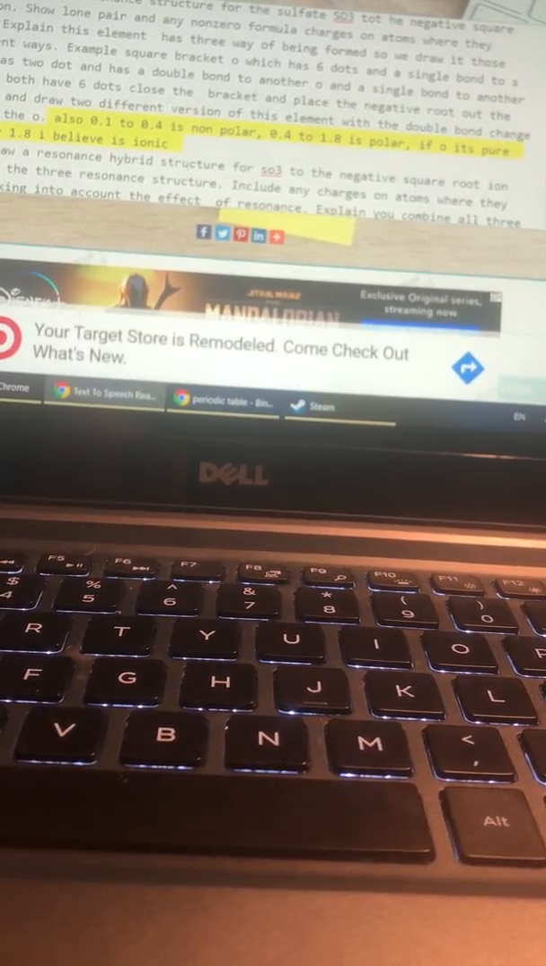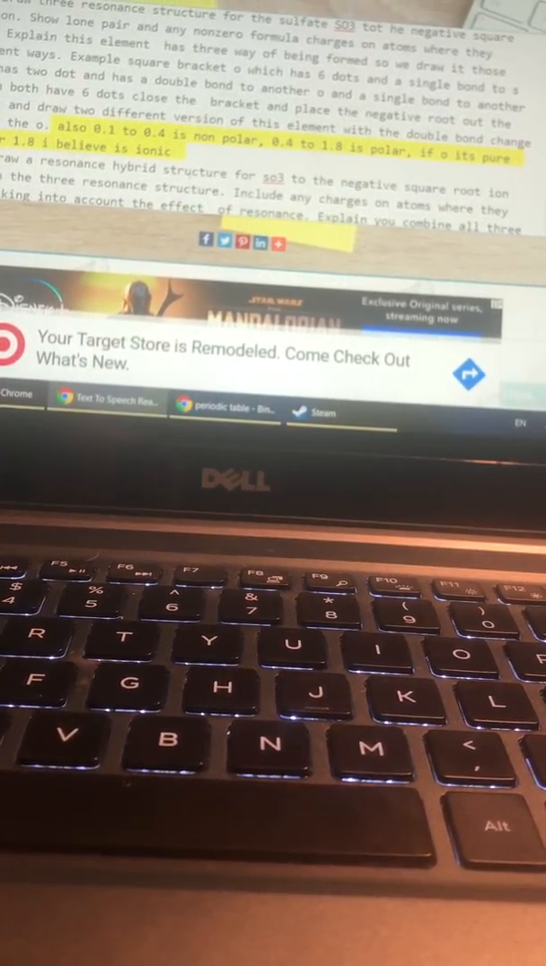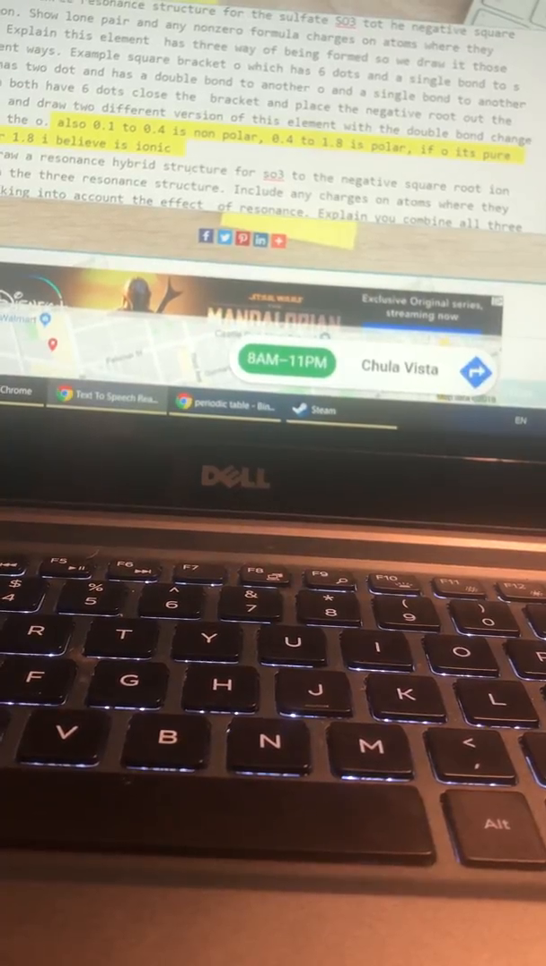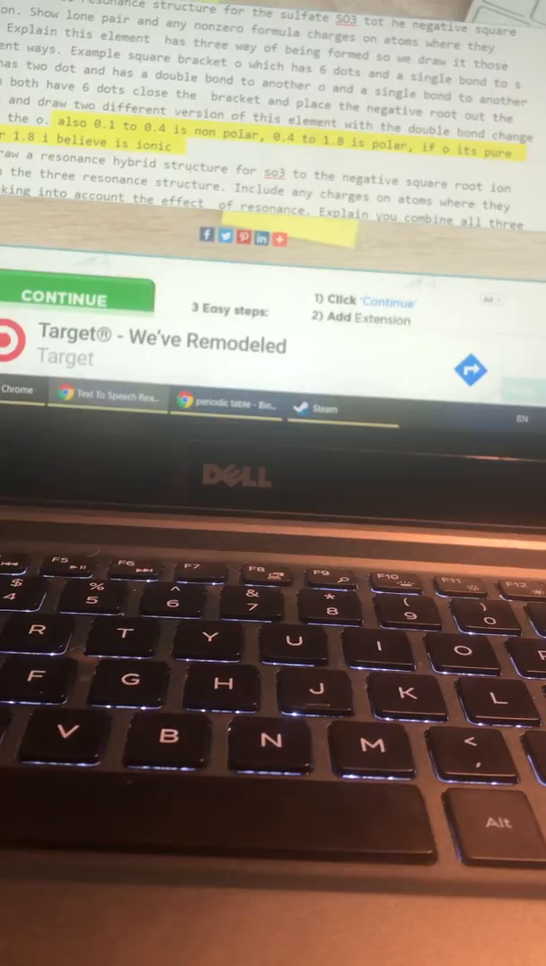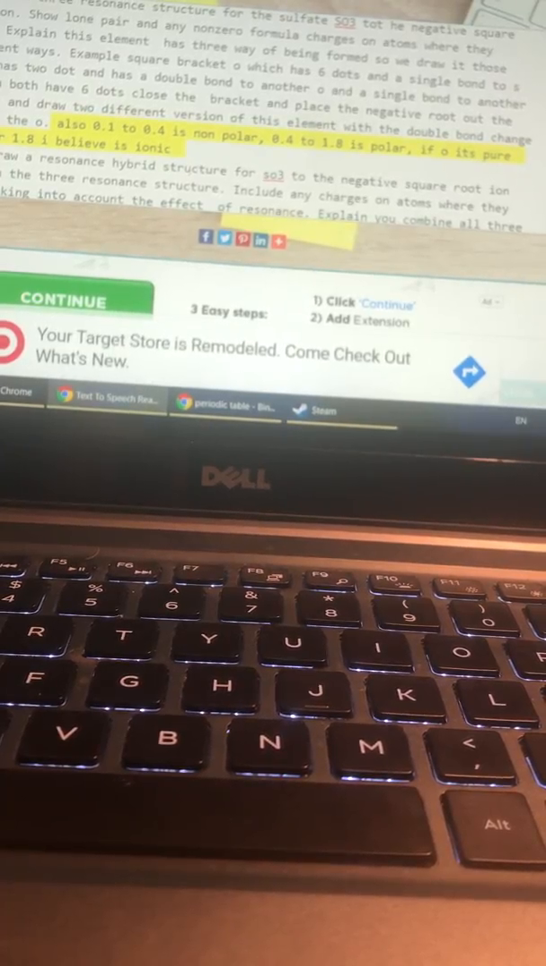Also, 0.1 to 0.4 is nonpolar, 0.4 to 1.8 is polar, if 0 it's pure, and over 1.8 I believe is ionic.